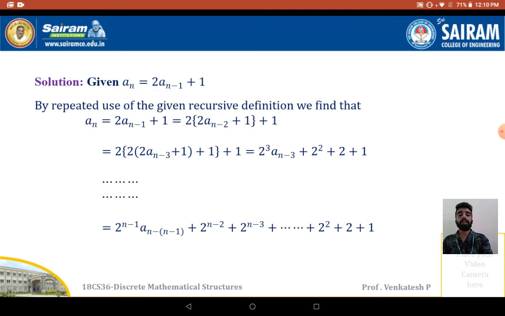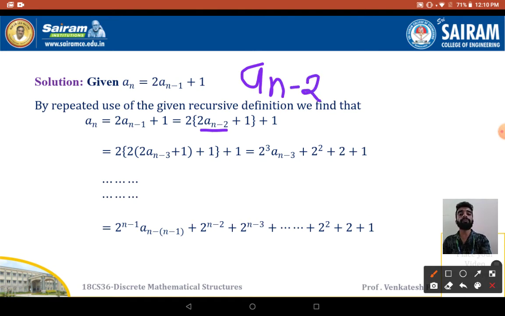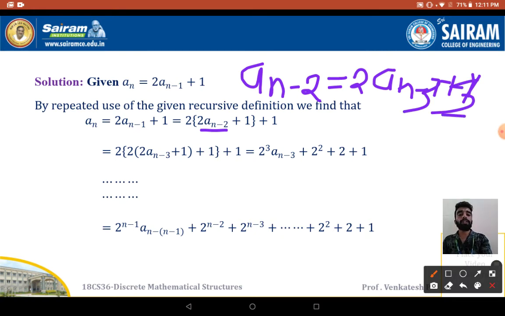Now again I want the value of a_{n-2} also. So same thing again, to find the value of a_{n-2} in the given equation, I replace n with n-2. So I get a_{n-2} = 2a_{n-3} + 1, right? Now I substitute this a_{n-2} value in this place. I keep the 2 as it is, and in the place of a_{n-2} I substitute 2a_{n-3} + 1, plus 1 as it is.